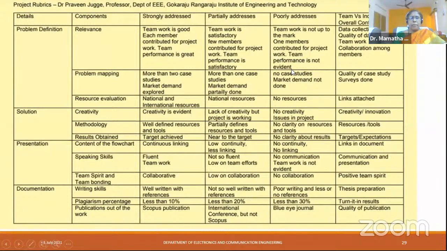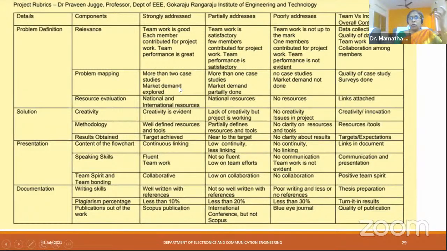Okay. Coming to problem mapping. So, what are the recent works that they have looked into? Whether they have done any quality literature survey, whether they have just looked into some student papers or transaction papers. What type of literature survey they have done? How many papers they have looked into? Have they come to some kind of understanding from those papers?